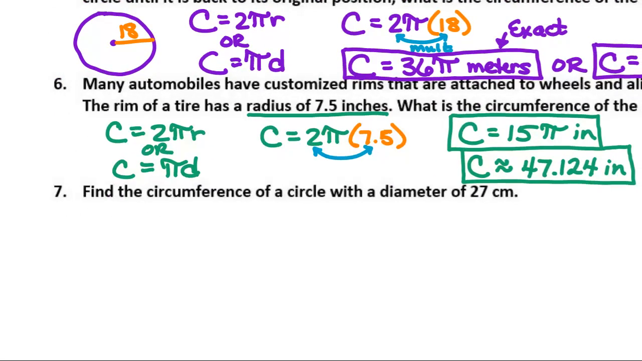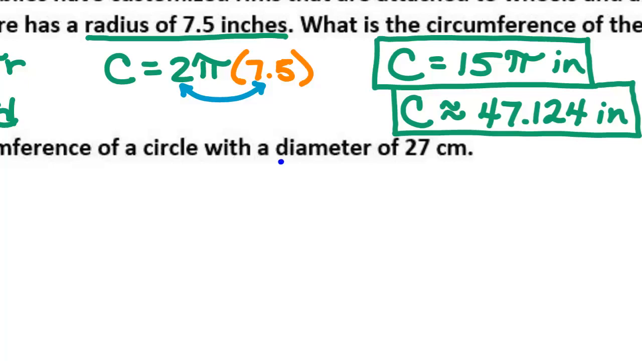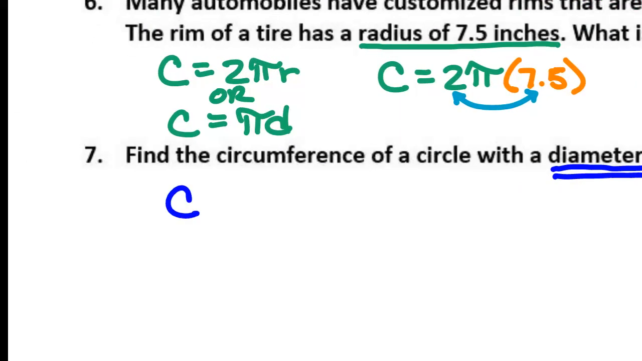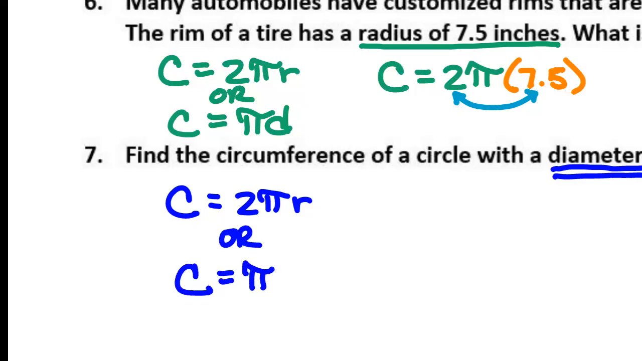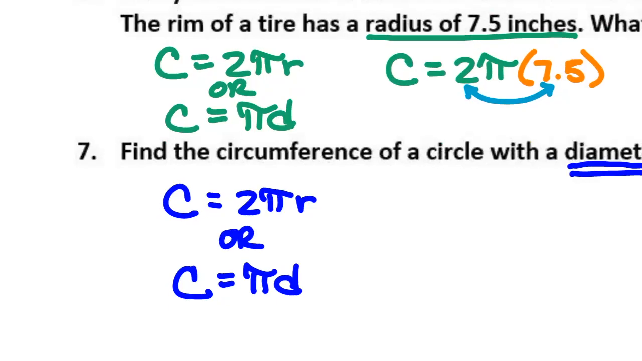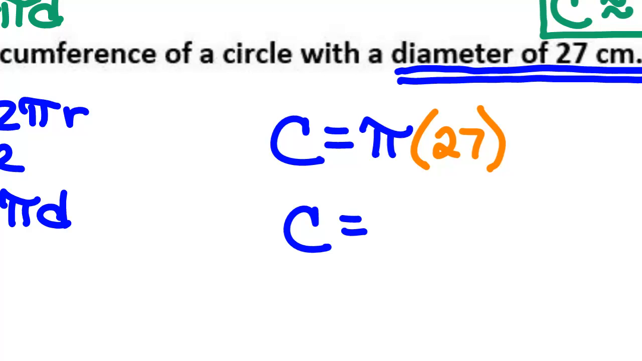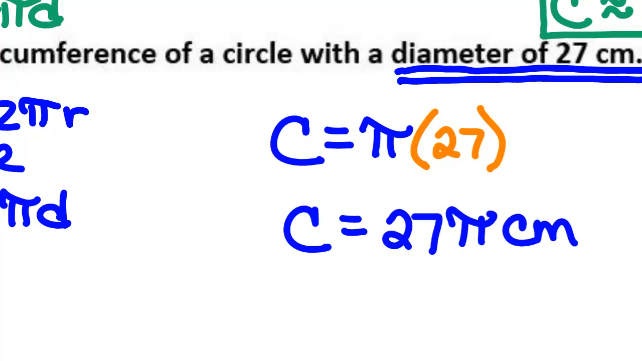Number 7, find the circumference of a circle that has a diameter of 27 centimeters. Which one would I want to use here? 2 pi r or pi d? Pi d. So I would have my circumference equals pi times 27. So my exact answer would be C equals 27 pi centimeters.